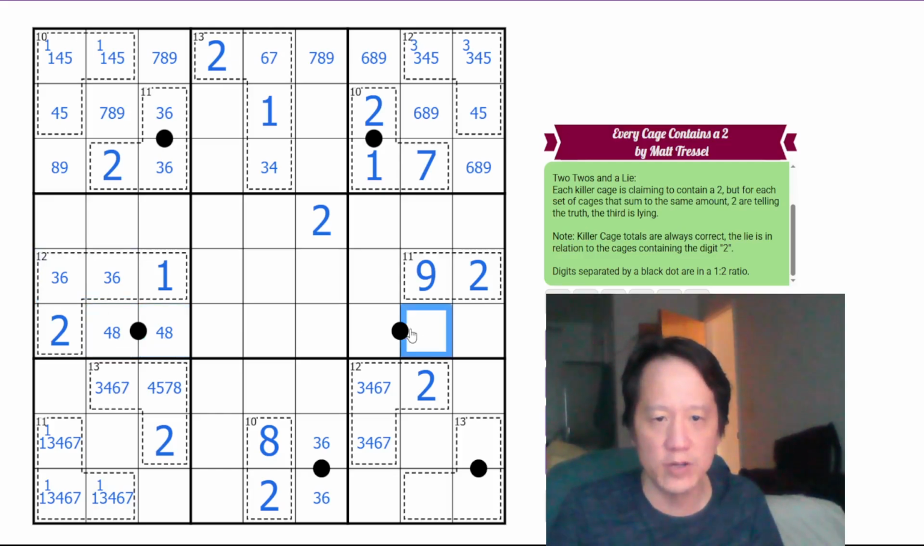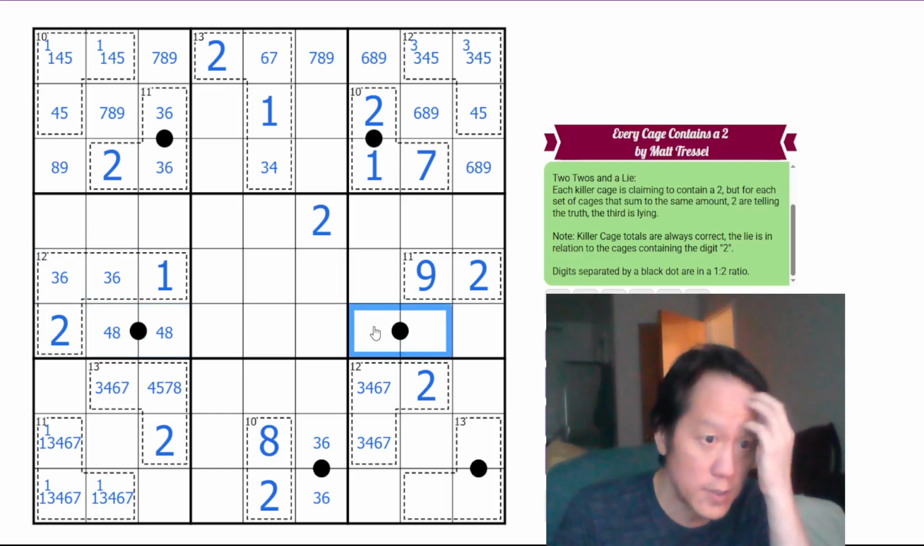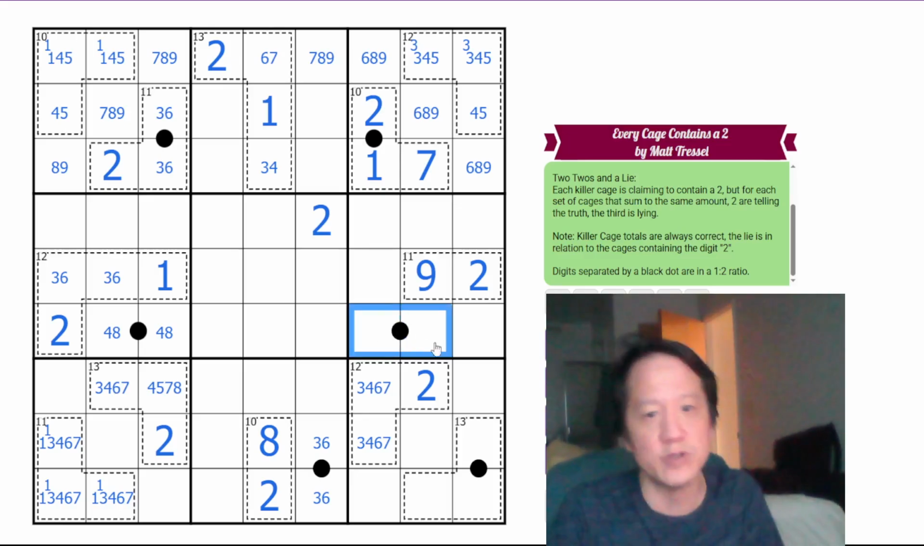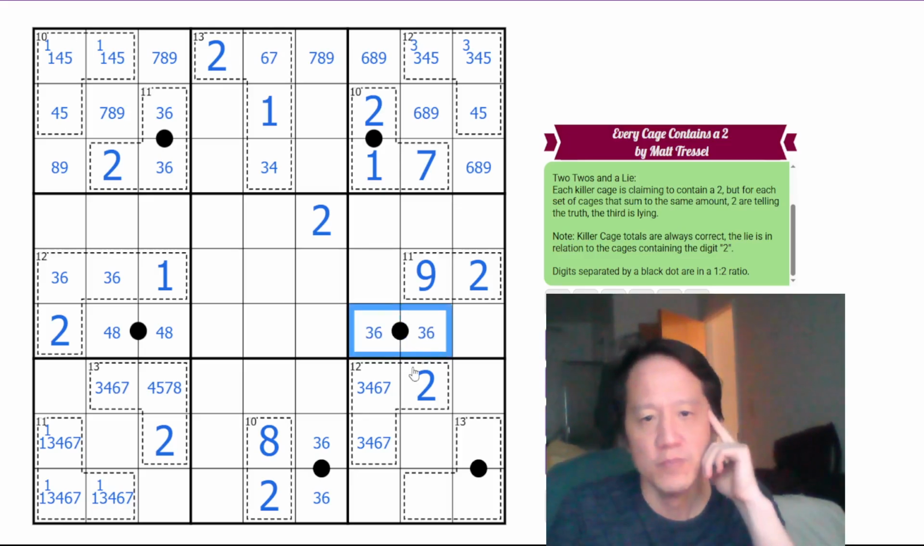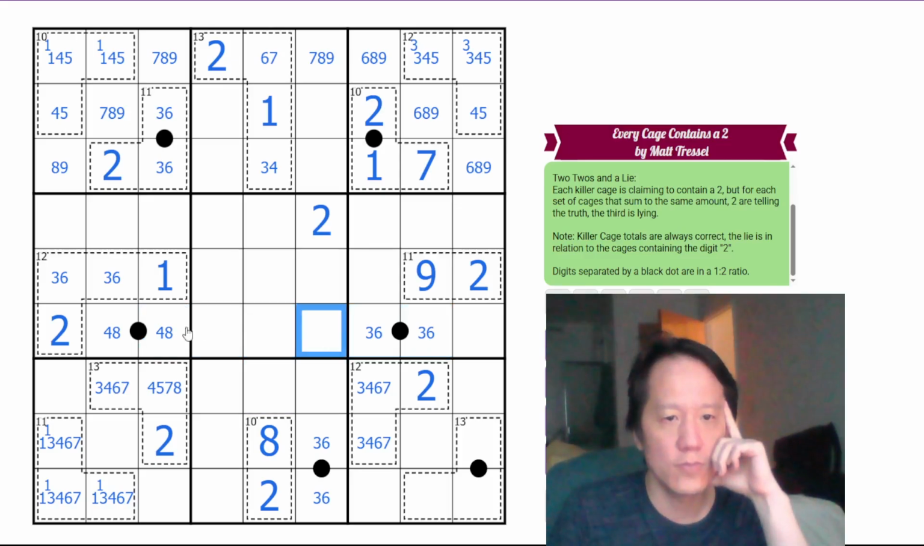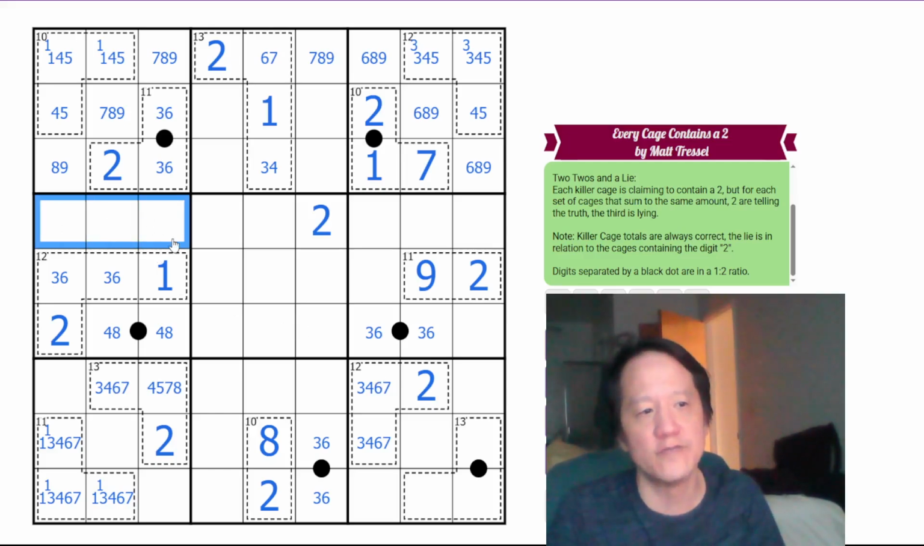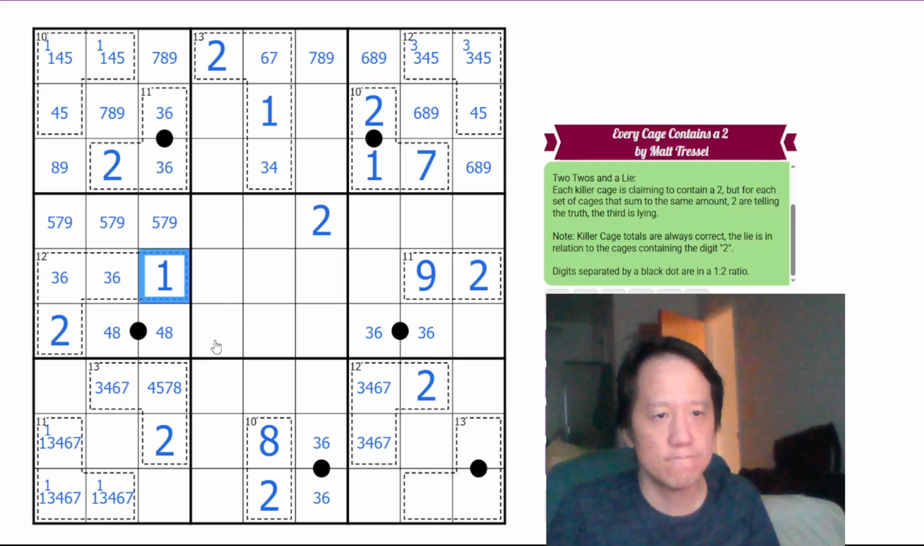This 4, 8 pair eliminates 4 and 8 here, and it can't be 2. So this has to be 3 and 6 here. Remaining digits in this box, in the left center box, is 5, 7, 9.